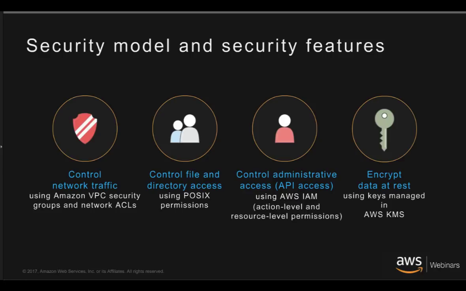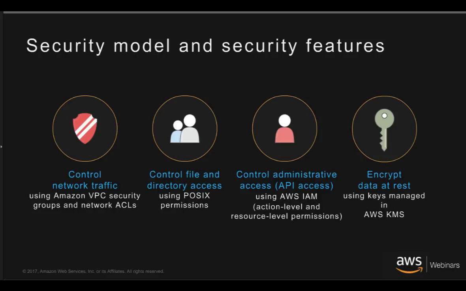You can actually control individual file and directory level access by using POSIX permissions, by using the standard Unix file system permissions that you're used to, that your applications are used to over the last decades. You can also control administrative access in terms of being able to use the API versus not, using the AWS Identity and Access Management action level and resource level permissions with IAM in terms of being able to control this kind of access.